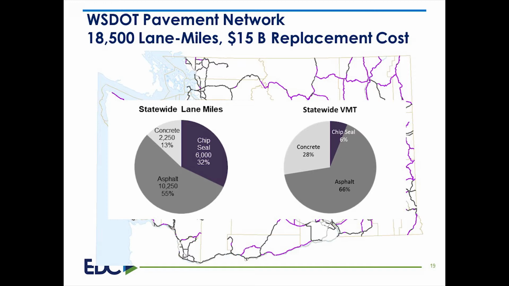So it's about 35th in terms of size of lane miles in the U.S., so we're smaller than the average state, with about a $15 billion replacement cost that is only associated with pavements. That doesn't include real estate or bridges or other expenses. That's simply our pavement replacement cost.